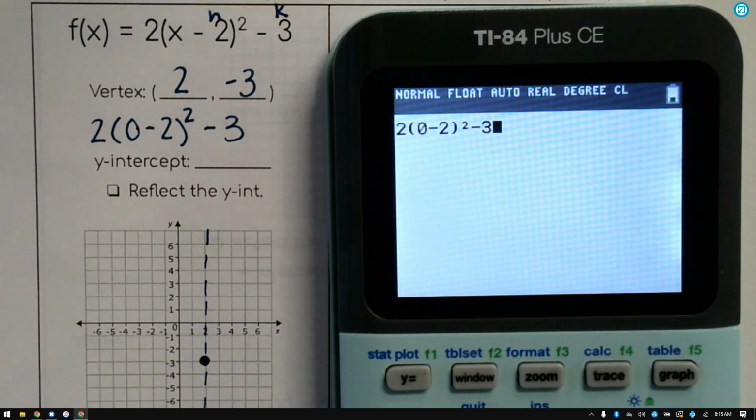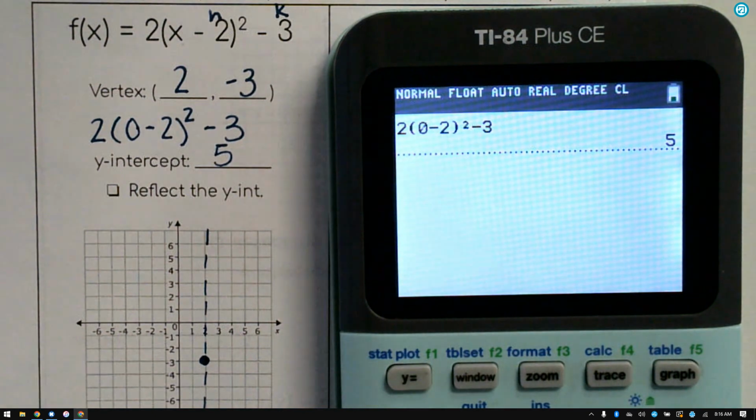Let me come figure out what the error is. Okay, what'd you guys get? 5. I haven't hit enter yet. I agree. Okay, so our y-intercept is 5.